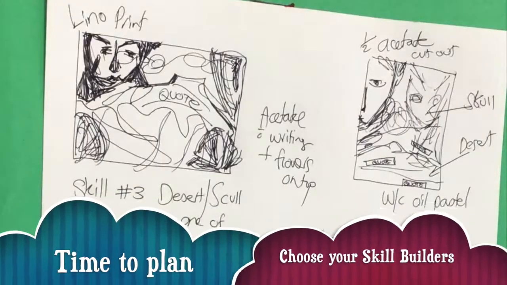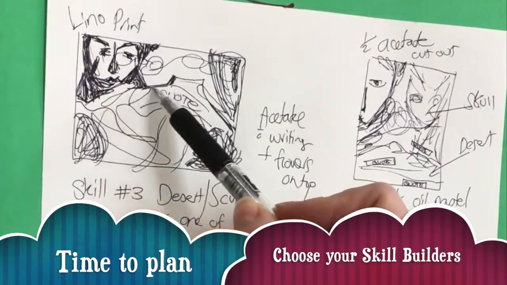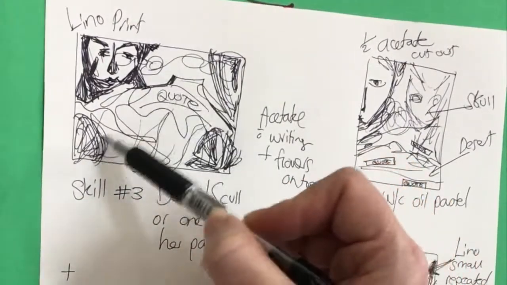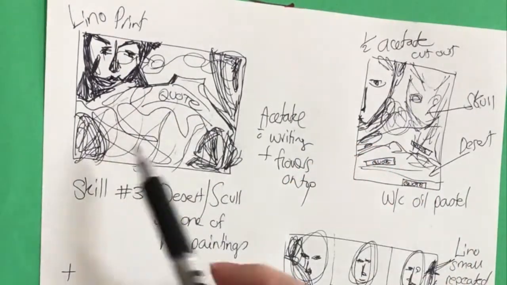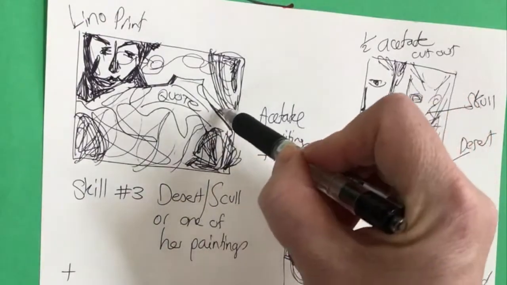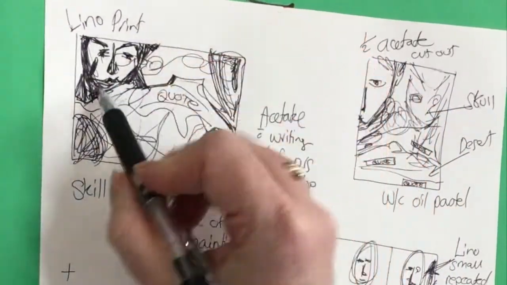Well, what if I did, in Skill Builder 3, there's a watercolor one that has all these lines that move around. You'll see it when you play the video. So I thought, well, what if I did that style and painted the desert on watercolor paper? And then I did a lino print of her appearing behind.